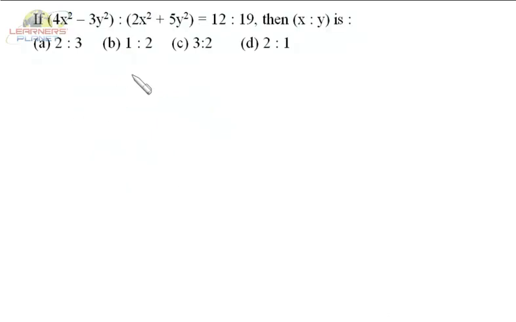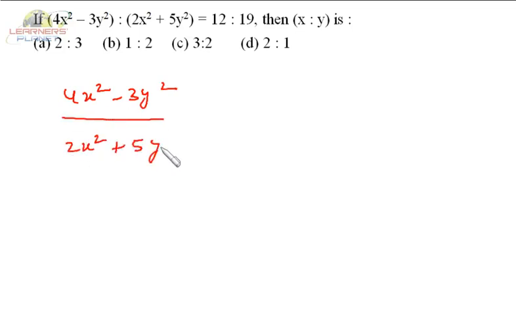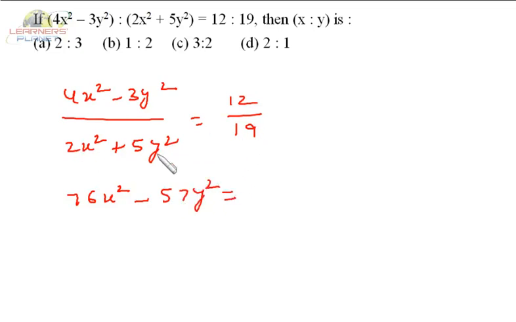Now let's see this problem. Here we have to find out x is to y. Friends, it is 4x square minus 3y square upon 2x square plus 5y square is 12 by 19. Let's cross multiply. So 19 into 4 is 76x square minus 19 into 3, 57y square is equal to 12 into 2, 24x square plus 12 into 5, 60y square.